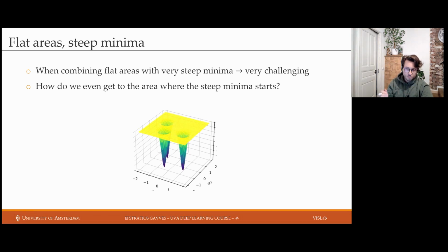Another problem that is connected with flat areas is when we've got flat areas in some part of the space and a very steep minimum next to it. Combining these two geometries becomes very challenging, because with such flat areas it's very hard for us to discover the location of these steep minima, if we can even say that we do have some minima around. How can we even find them?